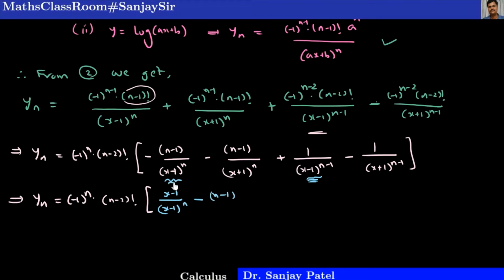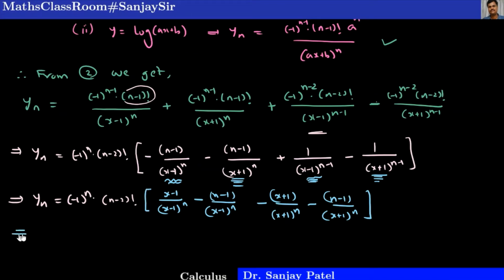The first term now I am writing as it is. So n minus 1 upon x minus 1 raised to n. Same way, now I am writing this term, minus 1 upon x plus 1 raised to n minus 1, as x plus 1 upon x plus 1 raised to n, and minus, now writing this term as it is, n minus 1 upon x plus 1 raised to n. Okay, so let us simplify now.